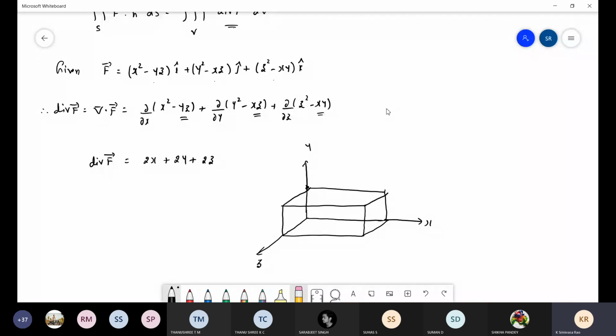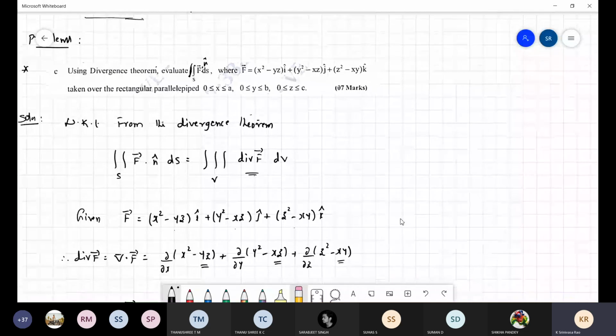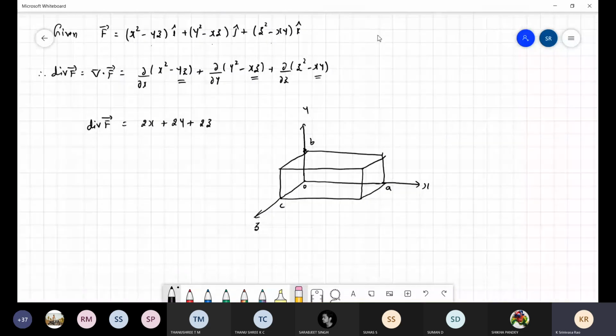Okay, one three-dimensional box, and this is also a box. If you imagine the chalk piece box, that is a rectangular box, actually a rectangular parallelepiped. So this is the origin. It has x distance as A, y distance as B, and z distance as C, as given in the question. X varies from 0 to A, Y varies from 0 to B, and Z varies from 0 to C.